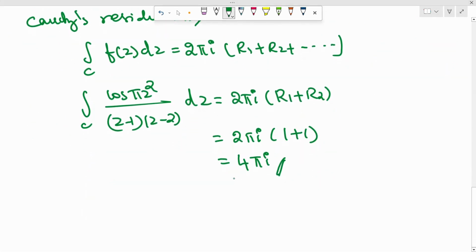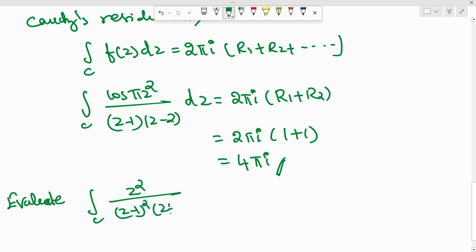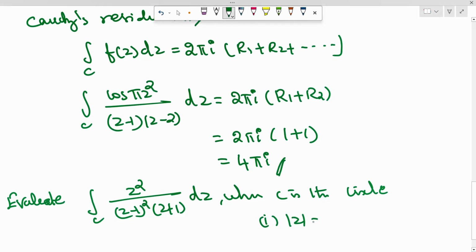Okay. Next problem. Evaluate the integral over C of z squared by (z minus 1) whole squared into (z plus 1) dz, where C is the circle. The first one is modulus of z equal to 1 by 2, and the second is modulus of z equal to 2.